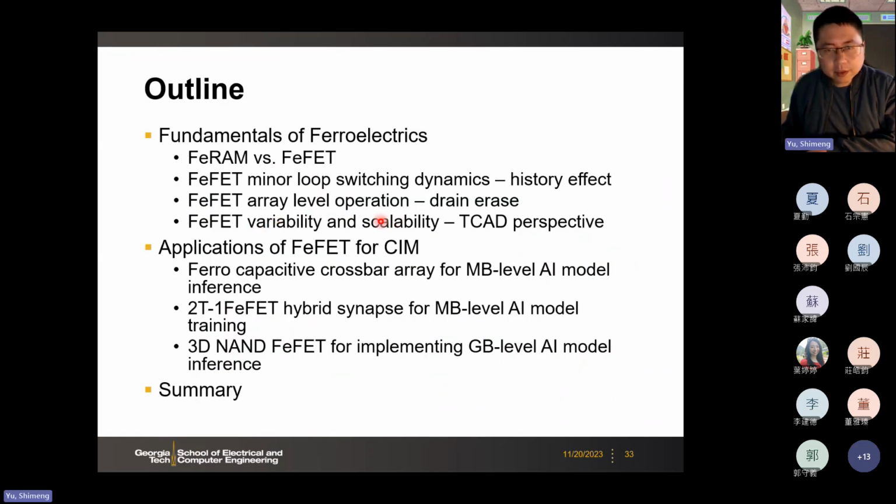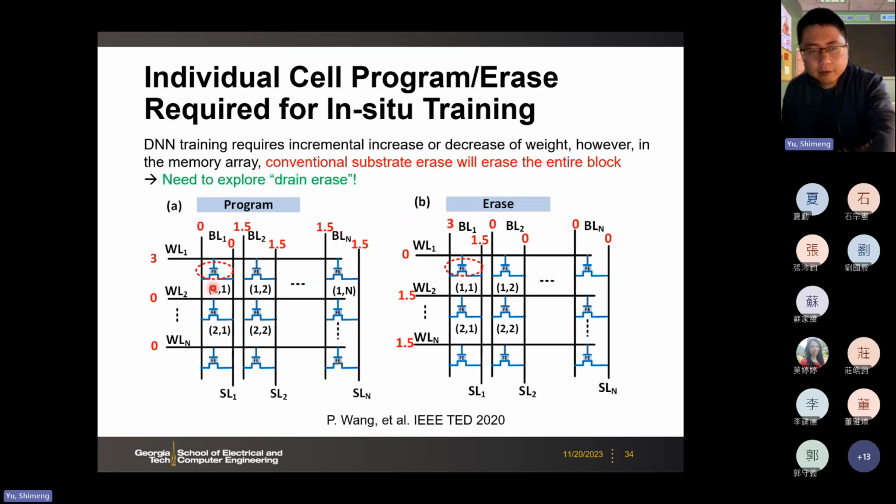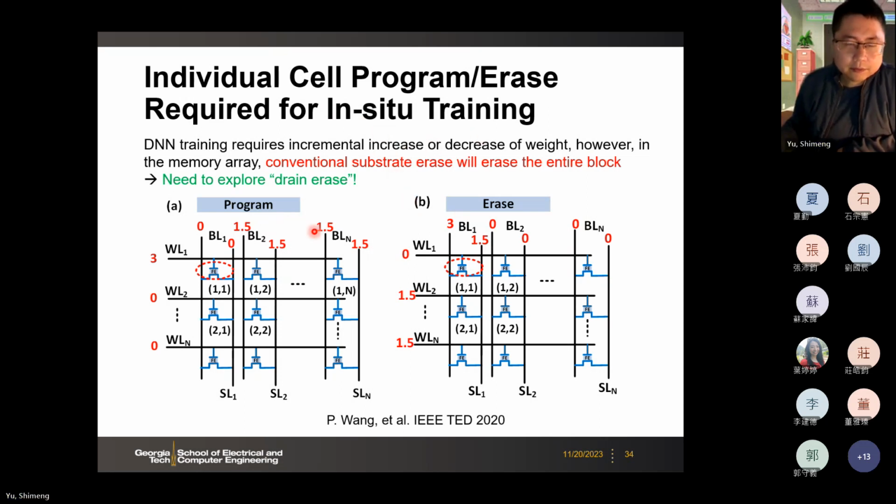And then let's talk about the array level operation. At the array level, for the FeFET, we have to program and erase individual cells if you want to do this in situ training. Because normally, if you look at a flash memory array, you do not do an individual erase. You erase the entire block, so all the data will be read as 0 at one time. But here, if you want to write only individual cells, then you have to do a special operation, because here all the transistor bodies are shared from the substrate.